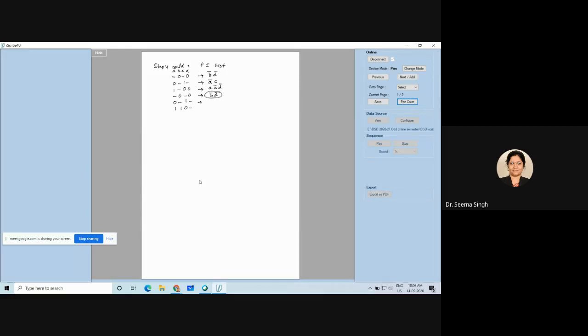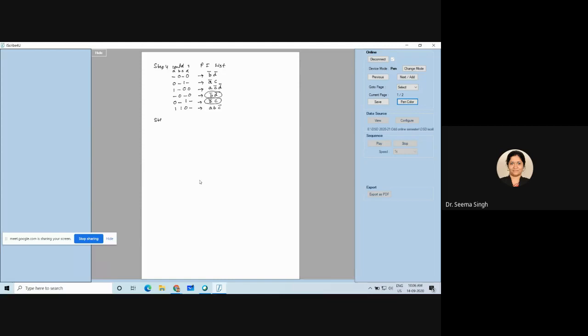Next we have this one, A bar C. It is again a repetition. We will not take this one also. Last one is what? It is A, B, C bar. It's not a repetition, right? So we got 4 prime implicants. Step 4 gave me 4 prime implicants.